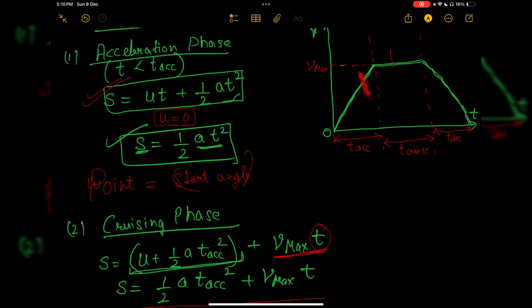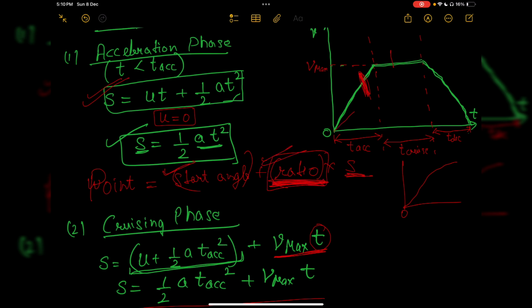So this is basically a velocity profile. If you see the distance profile, it is something like this. If my joint angle is starting from 0, then it is the start angle plus this ratio into s. So this s will be added to the start angle depending on what the ratio is. This ratio will basically fit all the joints inside this curve like this. All the joints will be fitted inside this curve.